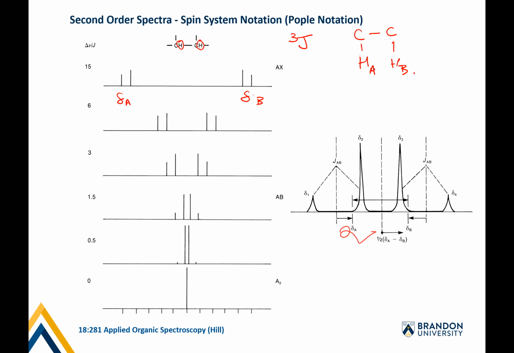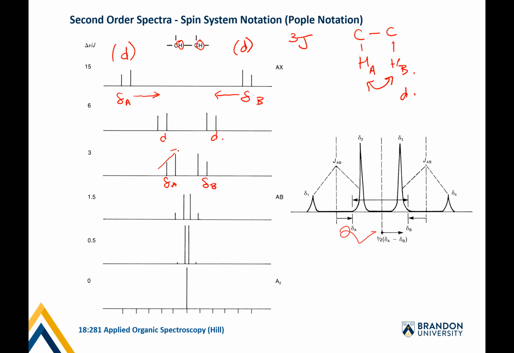Each would just be one neighbor, so this would be a doublet. And so you'd see a doublet here and a doublet here. All good. Now notice what happens when the chemical shifts of these 2 protons start to get closer. So here it still looks like a doublet and a doublet. And now they're getting even closer. J, chemical shift of A, chemical shift of B, still 2 doublets.